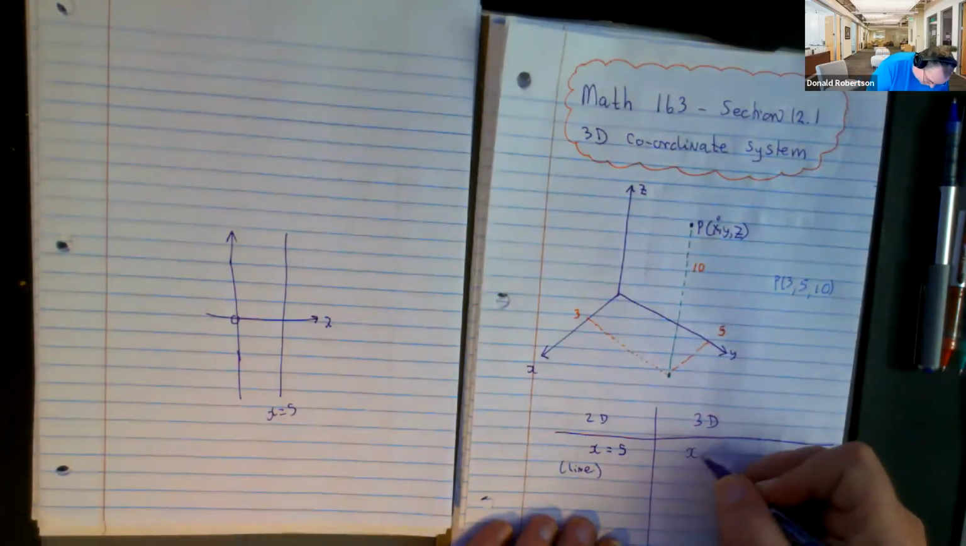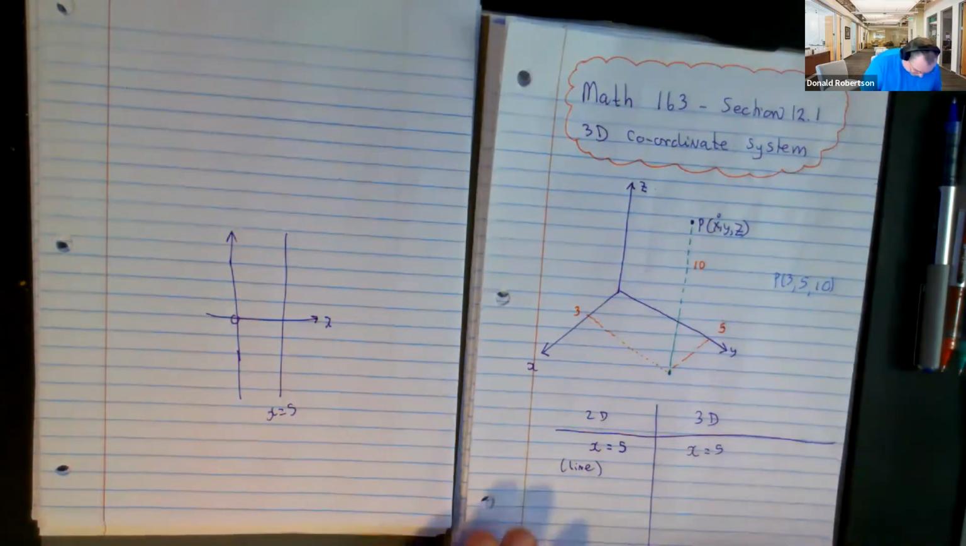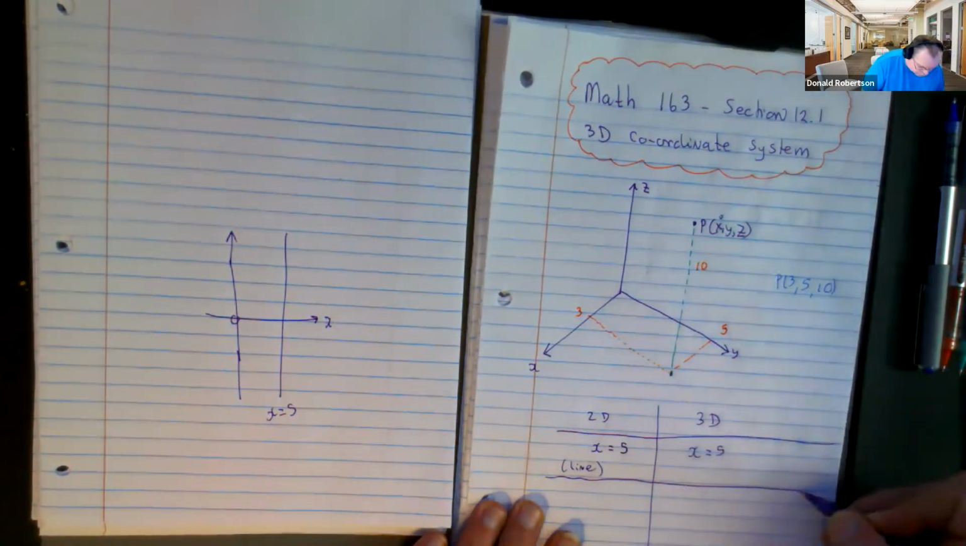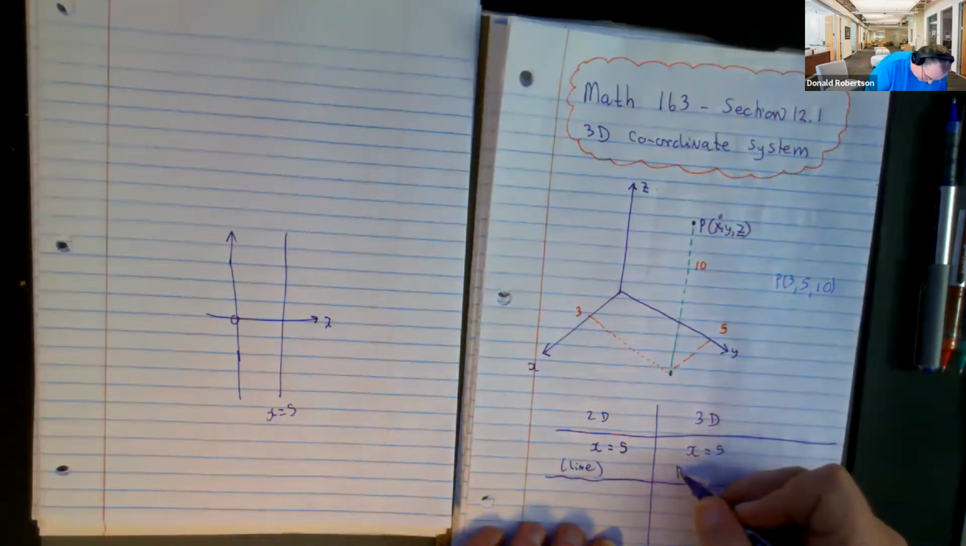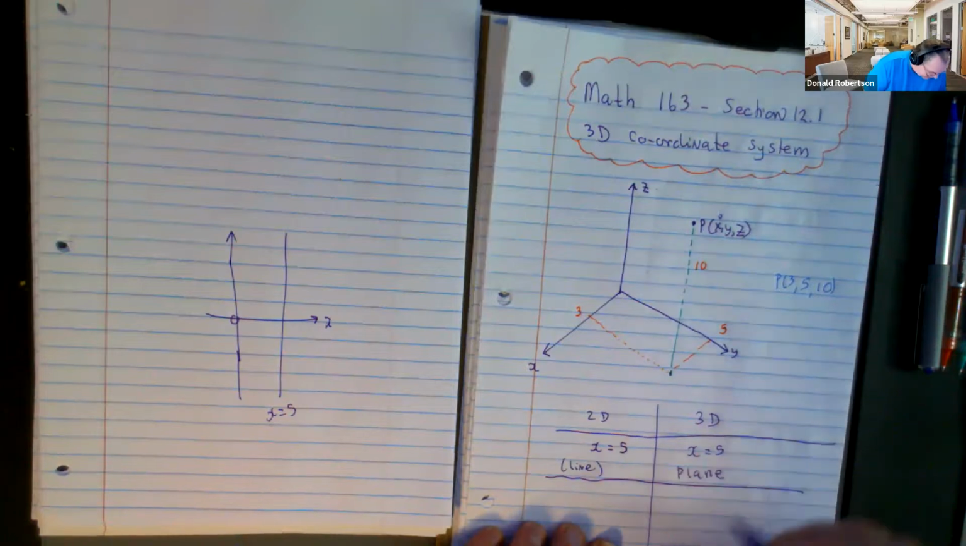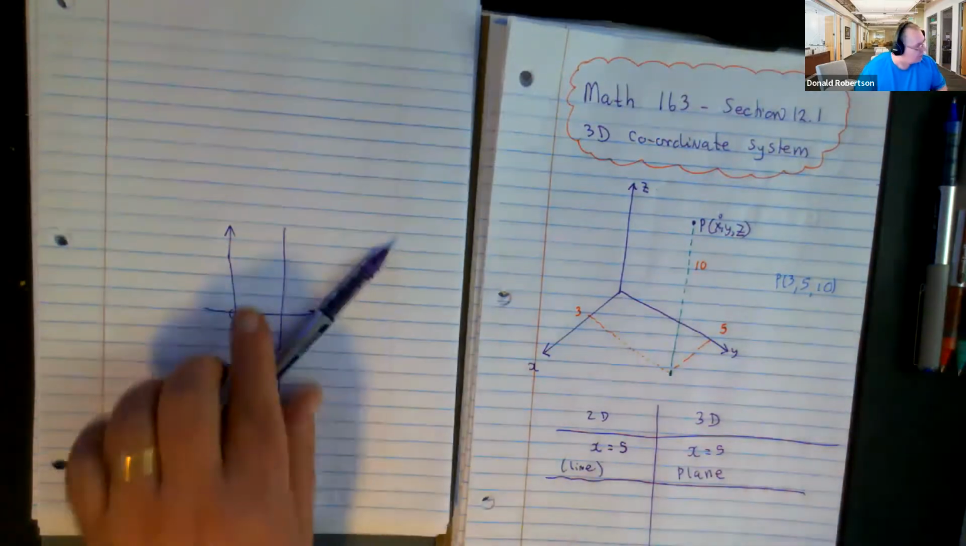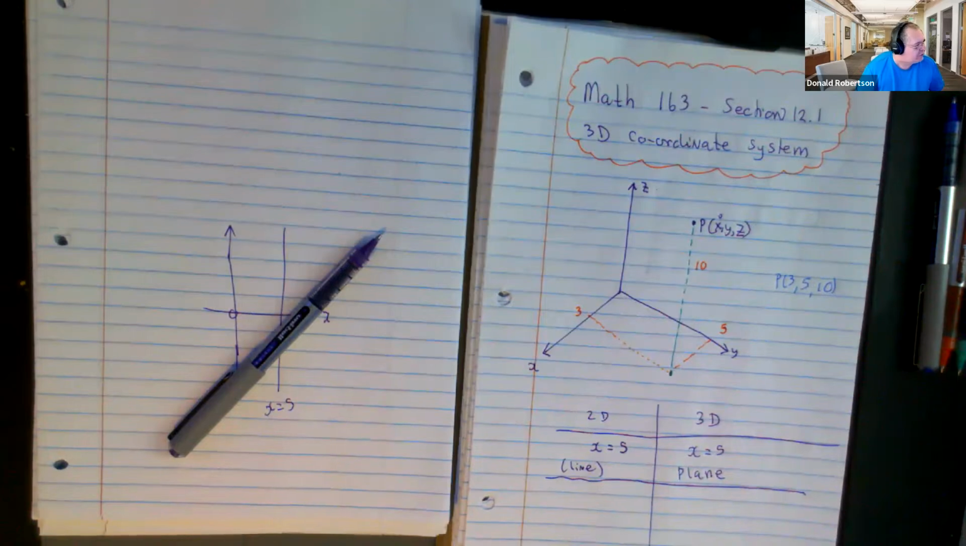If you do x equals 5 in 3D space, you do not get a line. What you get is a thing called a plane. It's not easy to describe, so I'm going to show you on a piece of software what that looks like, because it is very visual. I have a new piece of software called GeoGebra that you'll find in Canvas. And I'll show you right now.